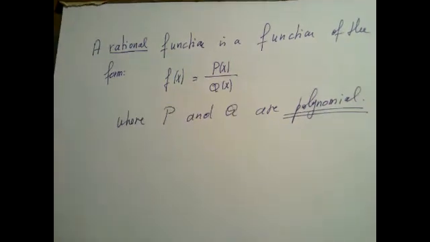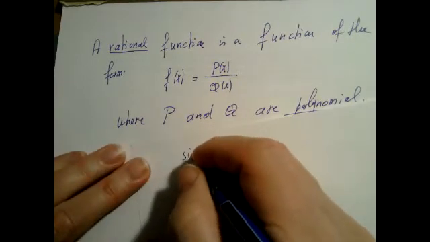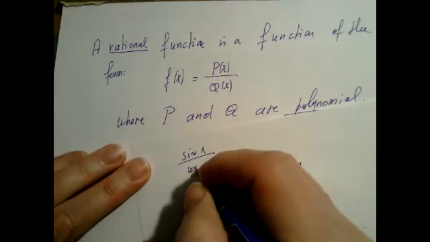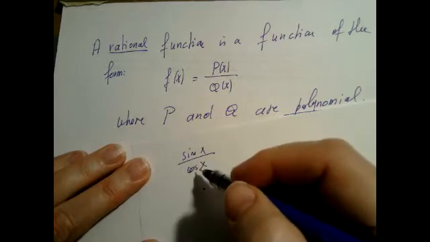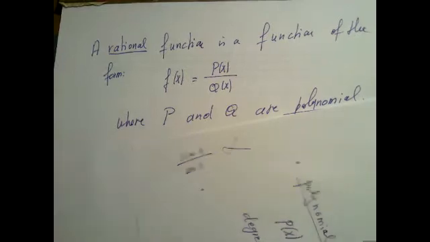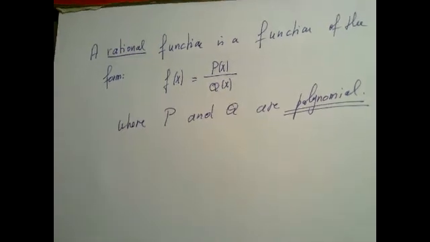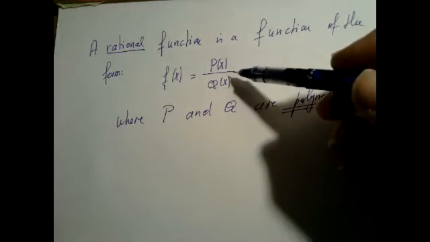That's a rational function. There are a lot of ratios. If I give you f of x to be, let us say, sine x over cosine x, that's the ratio of two functions, but neither of them is a polynomial. So that's not a rational function. So rational functions are a very, very specific type of function. The goal of this section is to know how to integrate those types of functions.